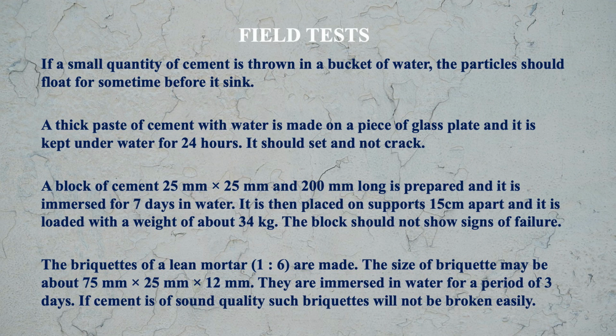Next are briquettes of a lean mortar. Lean mortar means one in which we use a 1:6 proportion, 1 cement to 6 sand. The size of the briquettes may be about 75 mm by 25 mm by 12 mm. They are immersed in water for a period of 3 days. If the cement is of sound quality, such briquettes will not break easily. So this will tell you that the cement is of good quality. These tests you can use as field tests, to check the quality of the cement in the field.